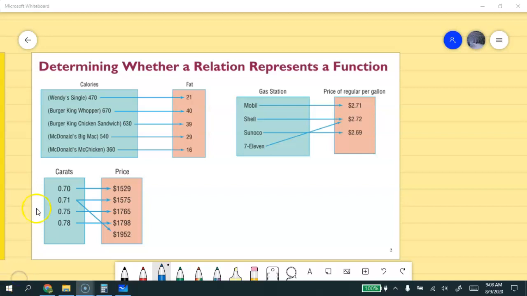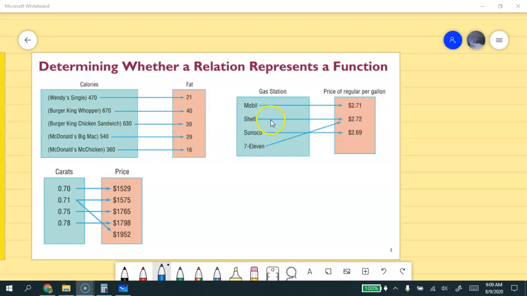Let's take a look at this first example. We're looking at the number of calories contained within a given type of sandwich from Wendy's, Burger King, or McDonald's, and the amount of fat that's contained within them. These arrows, all they mean is for a Wendy's single, which contains 470 calories, it's got 21 grams of fat. That's all that says. And like this, you're able to use these mapping diagrams, these are called mapping diagrams, to tell how much fat something contains. That's all there is.